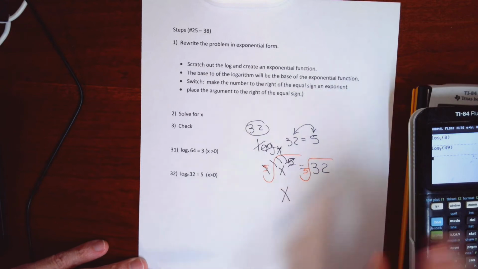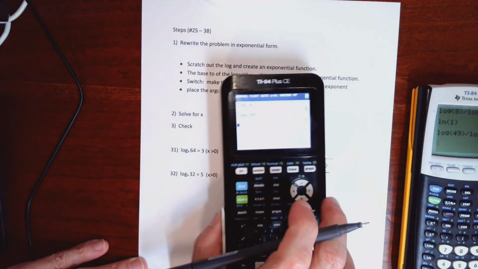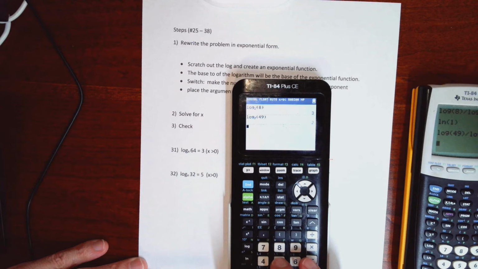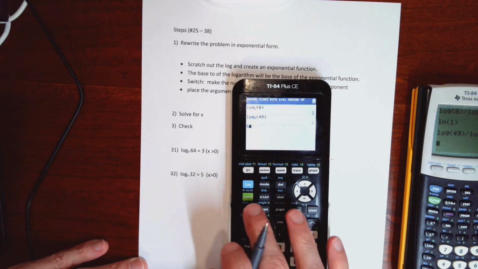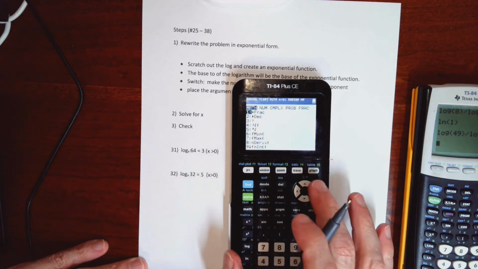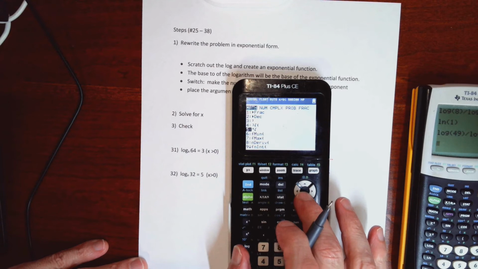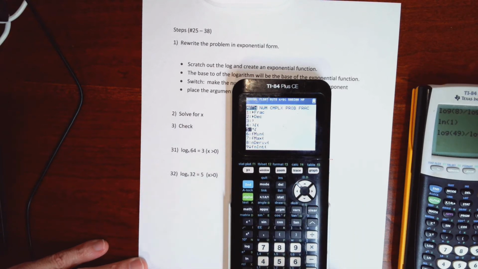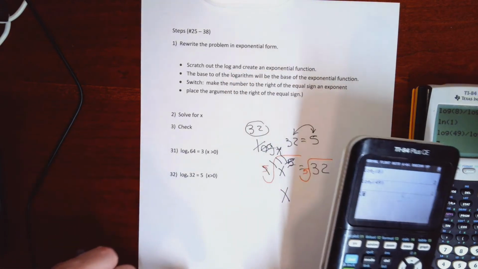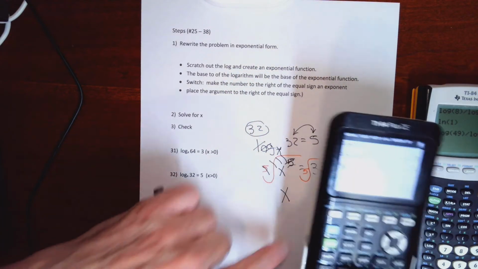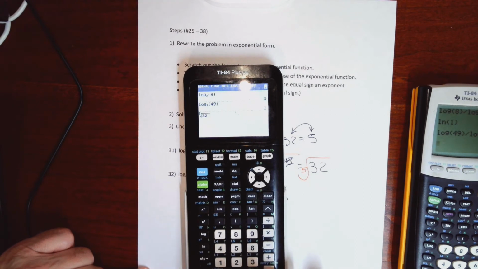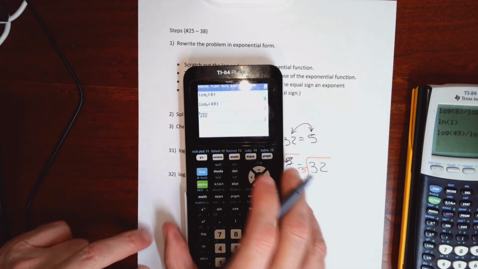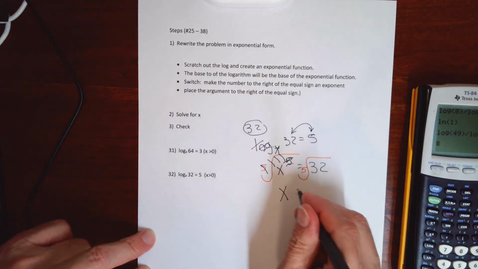and leaves me just with an x. To do 5th root on this calculator, I type the number 5, I hit the math key, and I go down to option 5, which lets me put anything in for my root. And see how it made a 5th root for me? And then I'll type the number 32. And the 5th root of 32 is just 2. So the answer is 2.